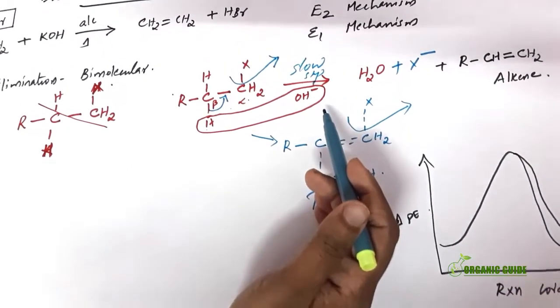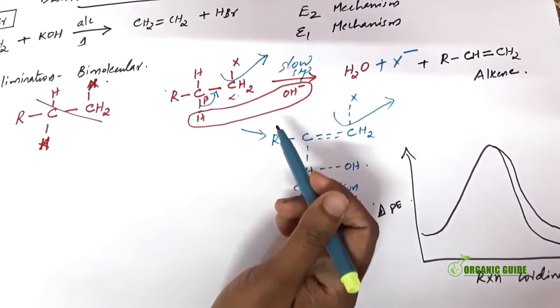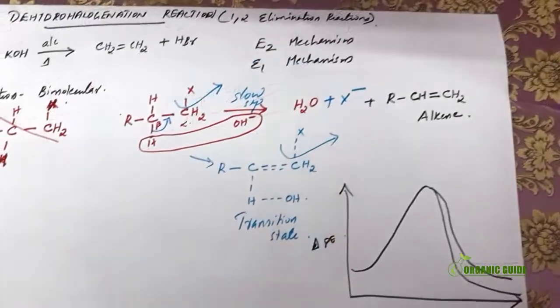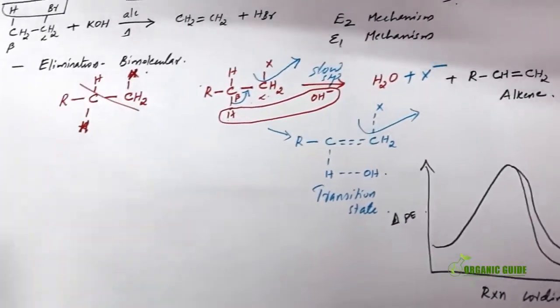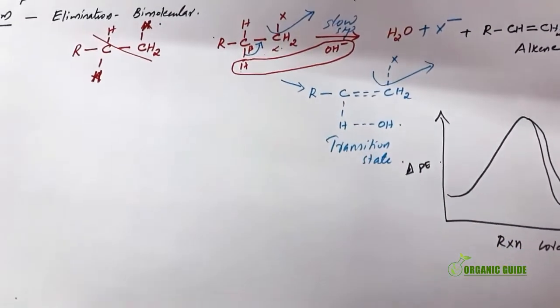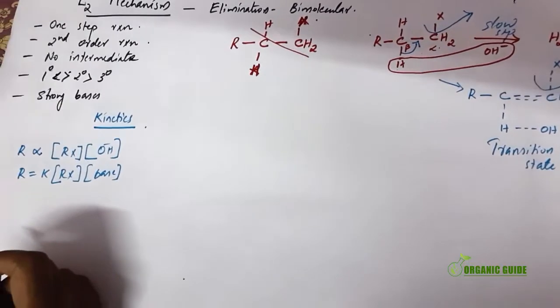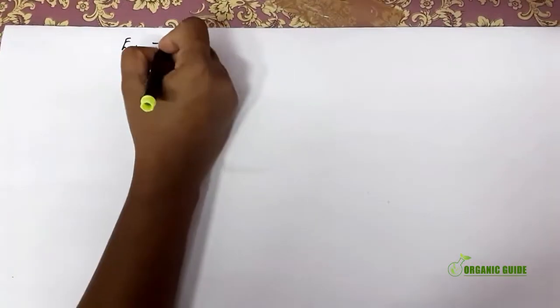And the order of reactivity is similar to that of the SN2 reaction, that is, primary is more reactive than secondary, which is more reactive than tertiary. Strong bases will always favor this type of E2 mechanism. Okay. Now we will move on to the E1 mechanism.